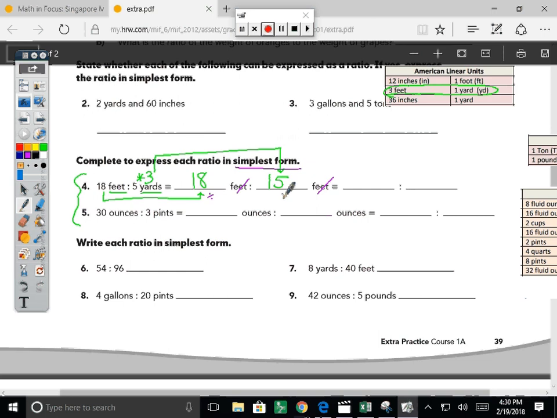So let's divide by the greatest common factor of 18 and 15. Well, they're not both even, so 2 won't work. But 3 seems like a good possibility. I know 3 goes into 18 and into 15. 3 goes into 18 6 times, and notice because I'm dividing my first term, I record that as the first term in my equivalent ratio. Because 3 goes into 15 5 times, I record that as the second term of my ratio. And this is the final answer.